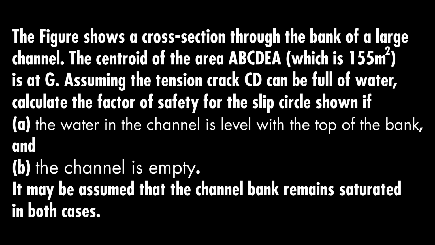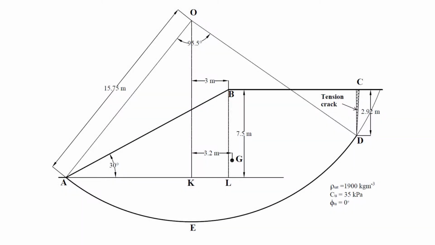Hello, in this video I'm going to explain the solution for question number 5 in the problem set for slope stability analysis. As you can see here in the given diagram, it's about a slope of clay soil. The density, the saturated density and the cohesion for the soil are given, and you can also note that there is a tension crack.